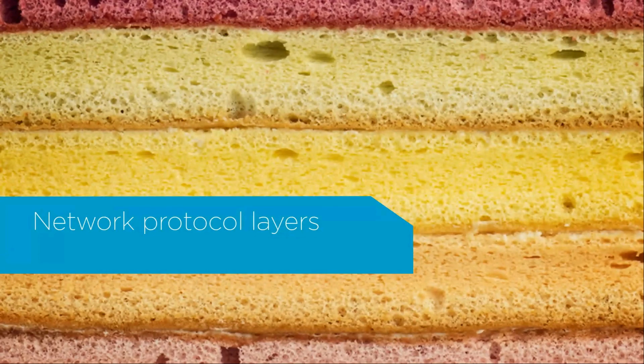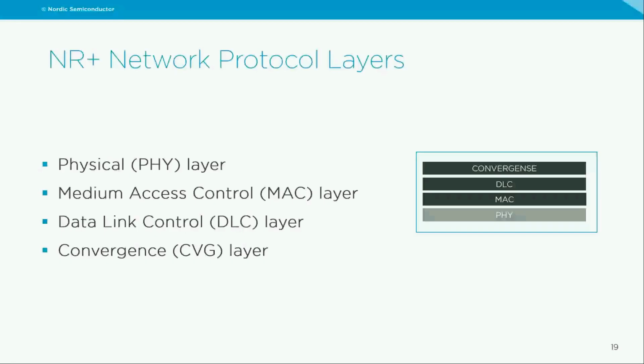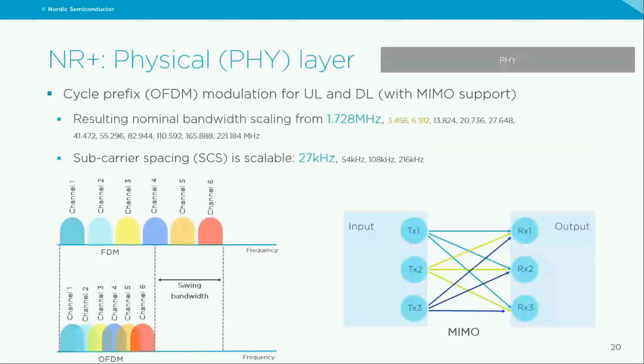And now we're going to dive into the more technical parts of the protocol layers. So we're going to go to the physical layer and also the medium access control layer. And then we're going to talk about the data link control layer, and then at the end, the convergence layer in the DECT NR Plus technology. So first off, we're going to start with the physical layer.